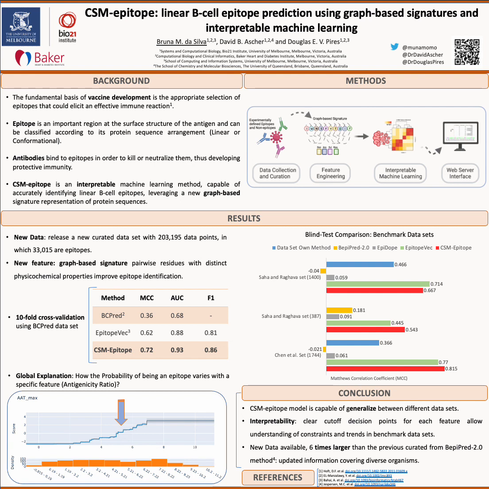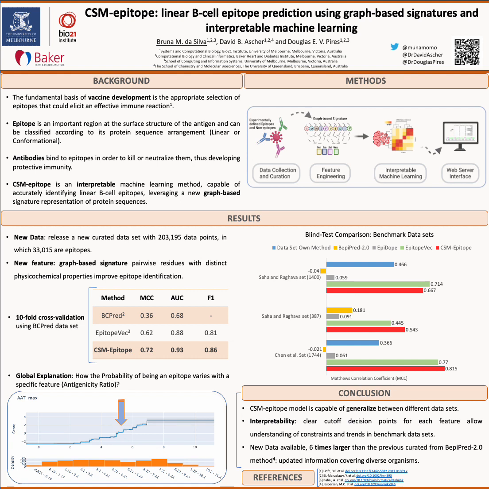We can see in this table on the left, in a tenfold cross-validation technique, that CSM-epitope outperformed the previous methods, reaching an MCC of 0.72 against the current state-of-the-art EpitopeVAC that reached an MCC of 0.62 in the same dataset and scenario. On the right part, we have a chart in blind test comparison using 3 different datasets. We can see in the red color representation that CSM-epitope also outperformed the majority of them, except for one case in which we are slightly worse than EpitopeVAC.